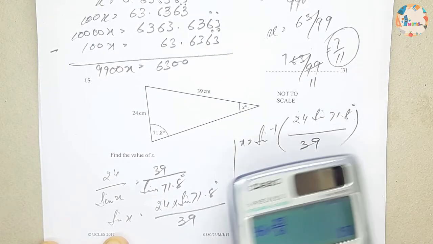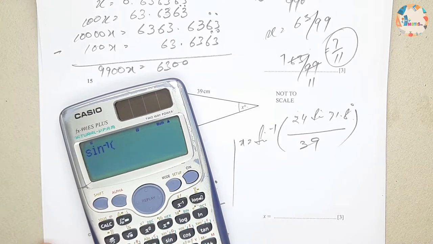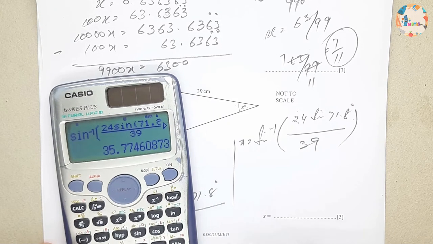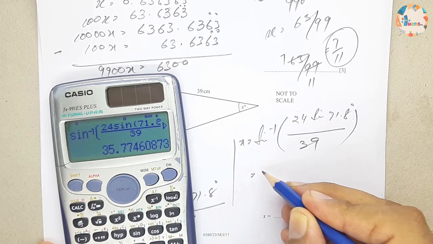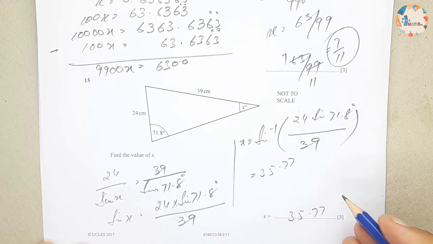So this value we have to basically find. So we'll take sine inverse of 24 sine of 71.8 divided by 39, and this bracket will be closed, and this will be equal to 35.77. So our answer will be 35.77 degrees basically.